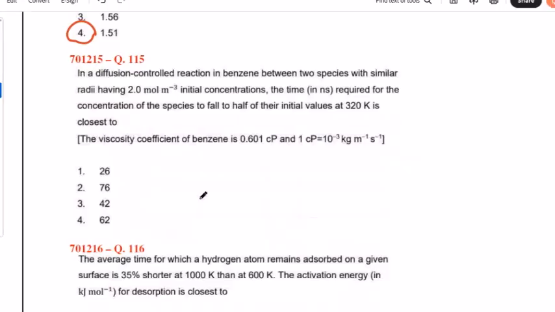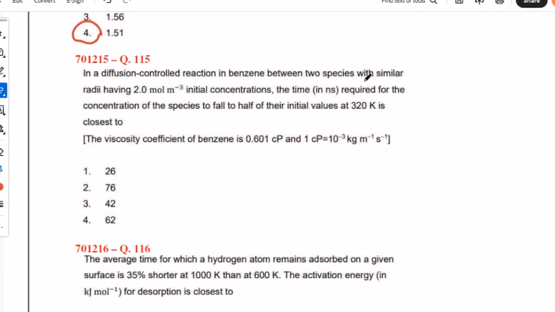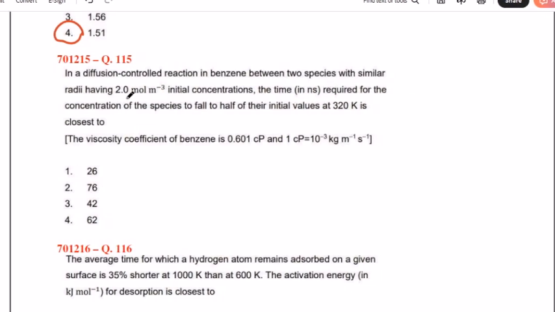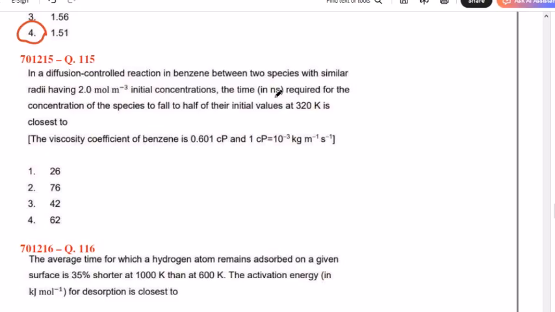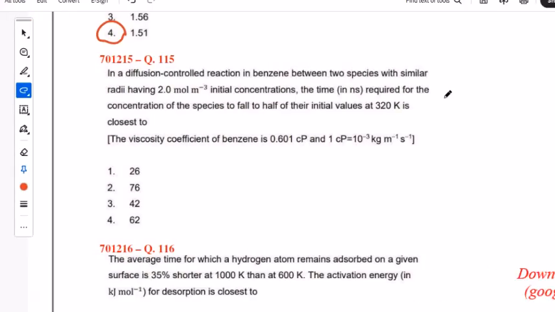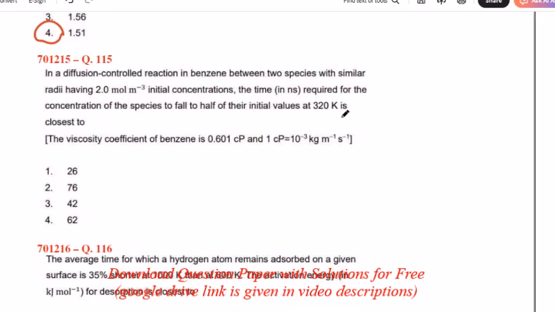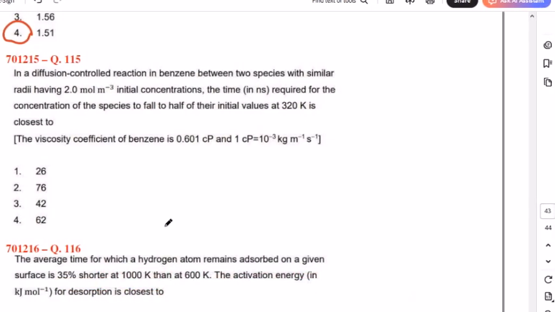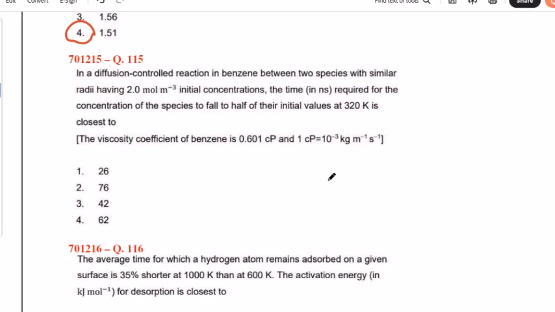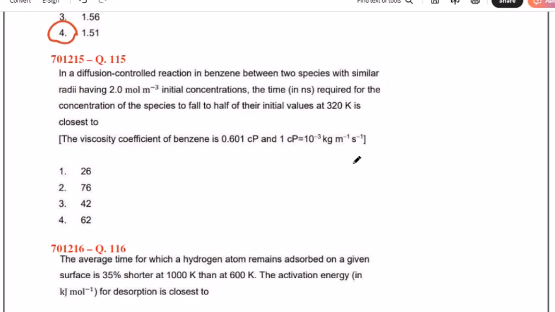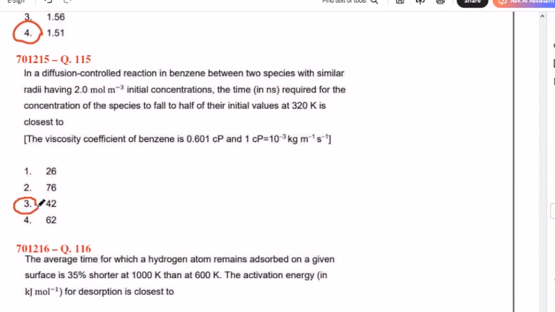Next, question number 115. In a diffusion controlled reaction in benzene between two species with similar radii having 2.0 mole per cube initial concentrations, the time in nanoseconds required for the concentration of the species to fall to half of their initial values at 320 K is closest to. The viscosity coefficient of benzene is 0.601 cP, and 1 cP equal to 10 to the power minus 3 kilograms per meter per second, right? So the option number 3 is correct option, friends. 42 is correct option, friends.